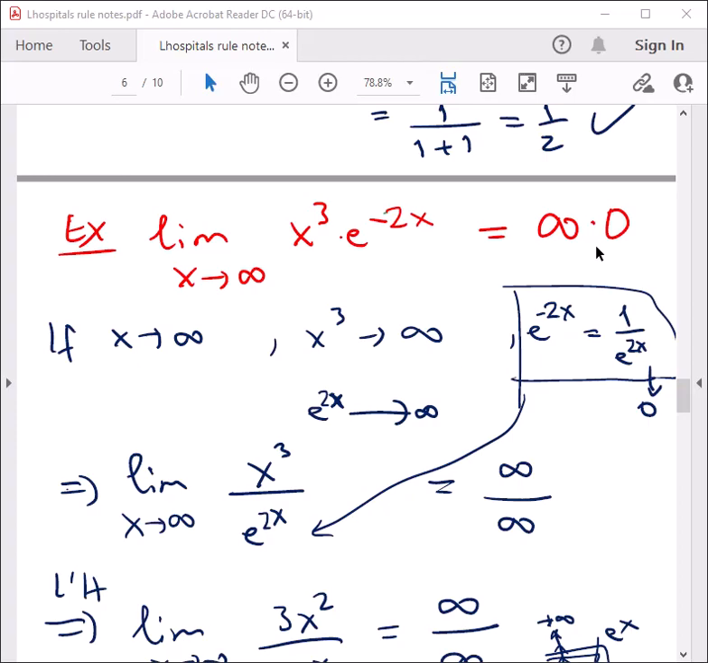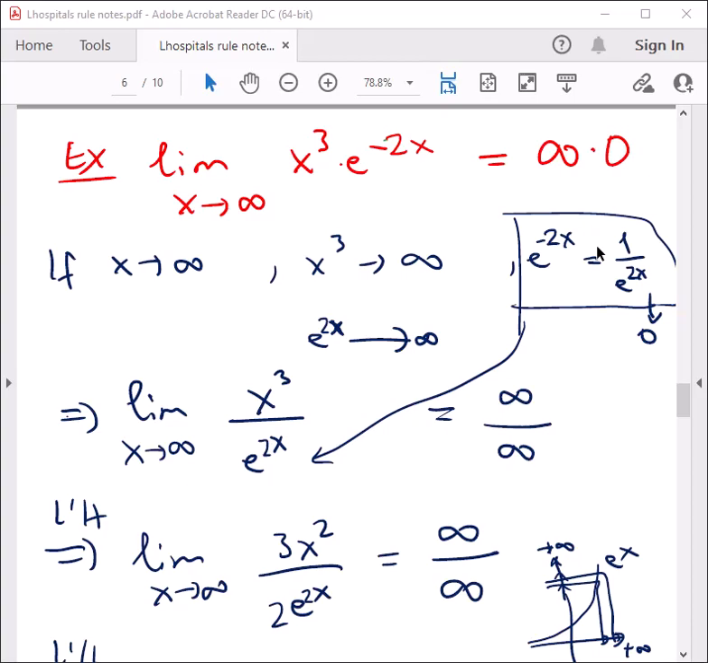This is an indeterminate form. Okay? So, what do we do? Well, we try to make it look like infinity over infinity or 0 over 0, whichever we can do. We take that e to the minus 2x term, write it like 1 over e to the 2x. Then that limit is x cubed divided by e to the 2x. And when we let x go to infinity, this is infinity over infinity, because x cubed goes to infinity, e to the 2x goes to infinity. Now, then we can apply L'Hopital's rule.